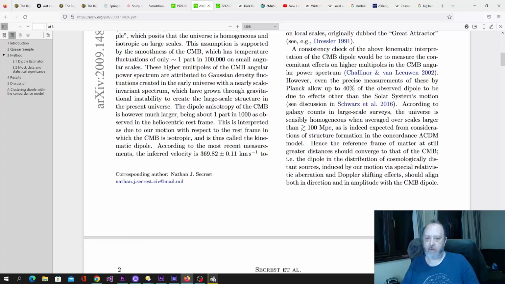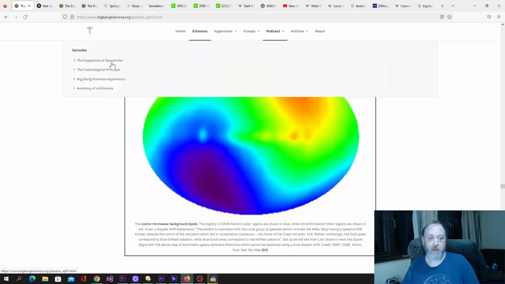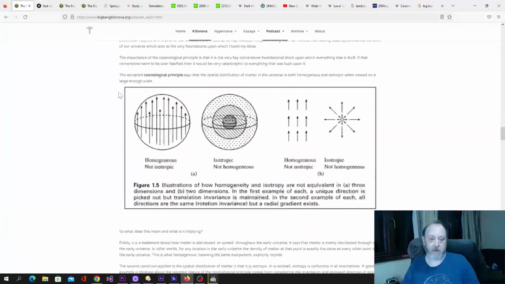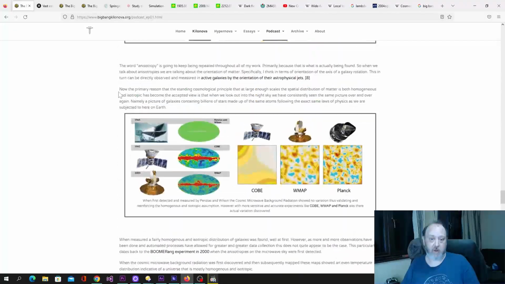According to galaxy counts in large-scale surveys, the universe is sensibly homogeneous when averaged over scales greater than 100 megaparsecs, as indeed expected from consideration of structure formation in the concordance lambda CDM model. I've just got one thing to say about that. There have been numerous cases over the last couple of years. Some I cover. One I think I particularly talk about here.